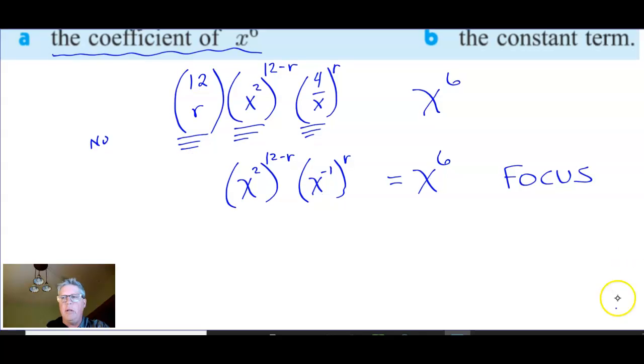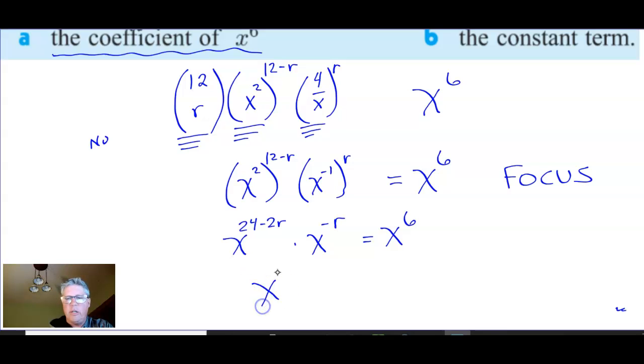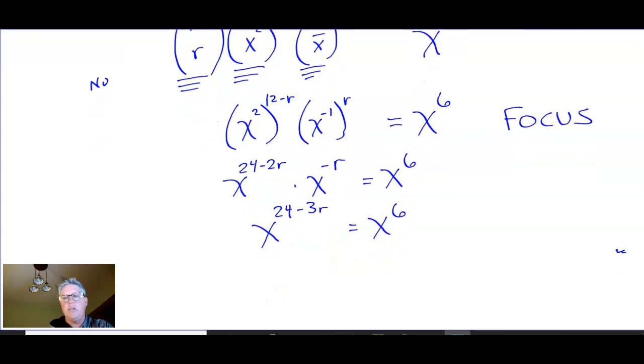Well, welcome to pre-calc. This is where you worked on your exponents. That's x to the 24 minus 2r times x to the negative r equals x to the 6. When you multiply the same base, you add those. So x to the 24 minus 3r is equal to x to the 6. When you have the same base, you can set those exponents equal. 24 minus 3r is equal to 6.